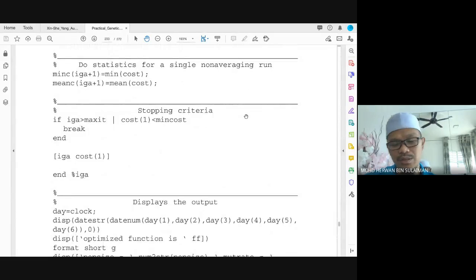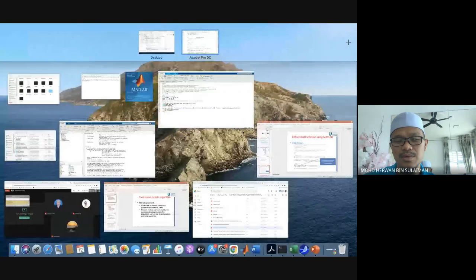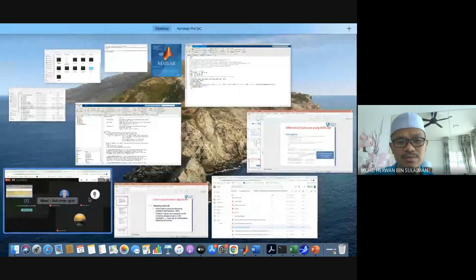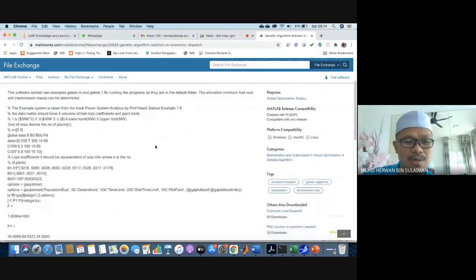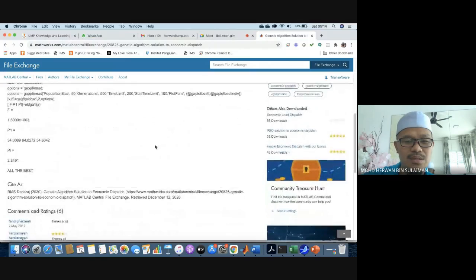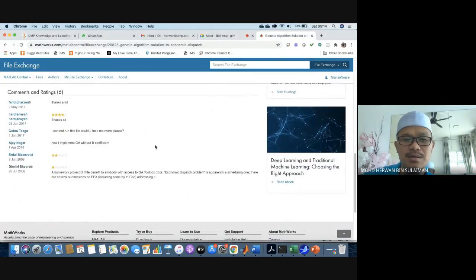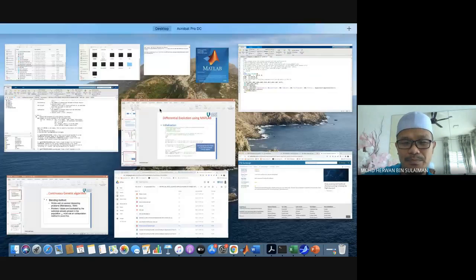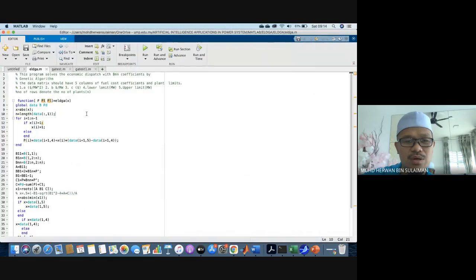You can use this program in your assignment number 2, or you can learn from it. You can also use what we call a toolbox. If you go to Google and type genetic algorithm solution to economic dispatch, you can get this file. Basically, what he did was program how to use the GA toolbox in MATLAB. Okay, here is the program you can download. You need to know how to do it.